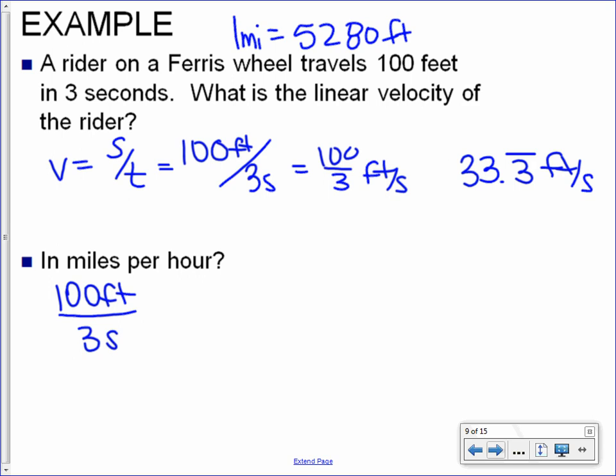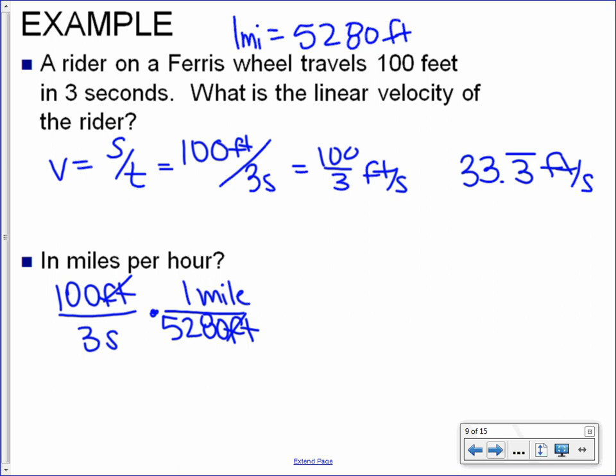So to get from feet to miles, we're going to multiply by a fraction. I want feet to cancel out, so feet are going to go in the denominator. So we have 5,280 feet is the same as 1 mile. So our feet cancel and we're left with miles.